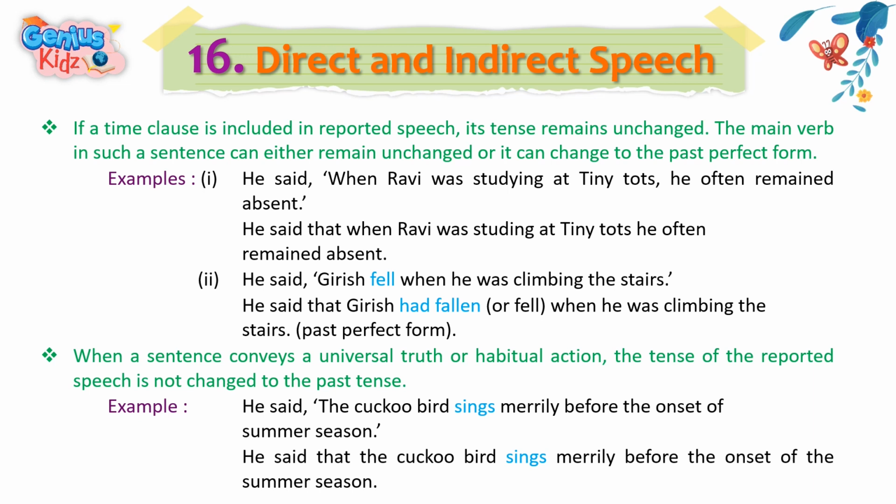Past perfect form. When a sentence conveys a universal truth or habitual action, the tense of the reported speech is not changed to the past tense. Example: He said, "The cuckoo bird sings merrily before the onset of summer season." He said that the cuckoo bird sings merrily before the onset of the summer season.